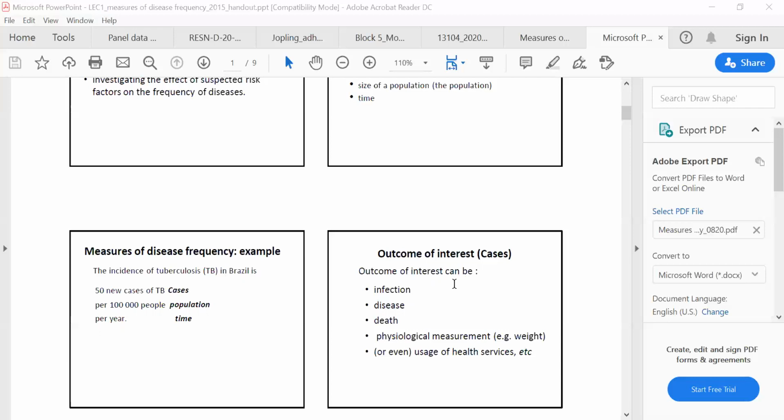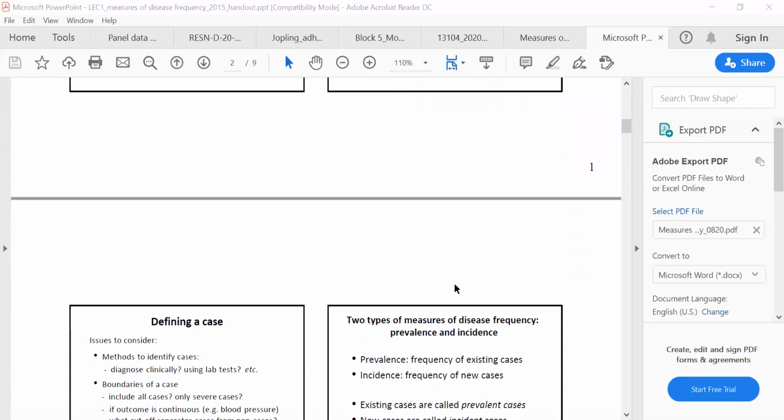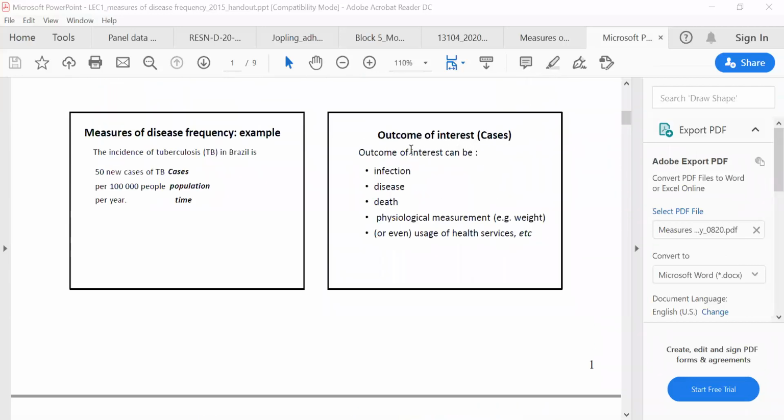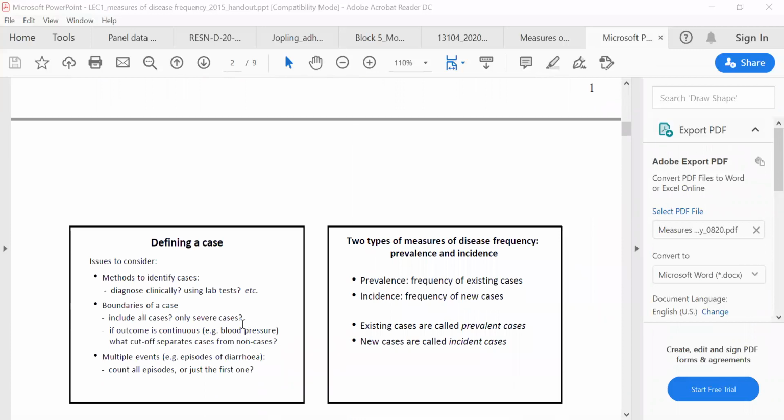It's not like we're really measuring disease, but it can be anything as long as it is of public health importance. But what is important now, in terms of our outcome of interest, what we are measuring, is that we really need to be able to have a clear definition. This is what we call defining a case.